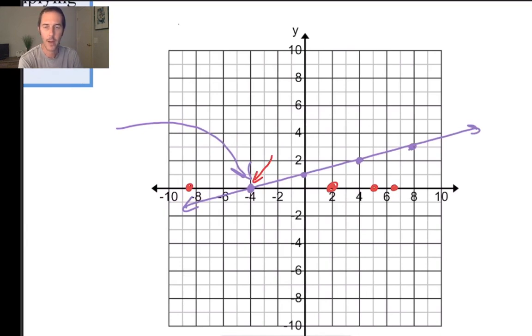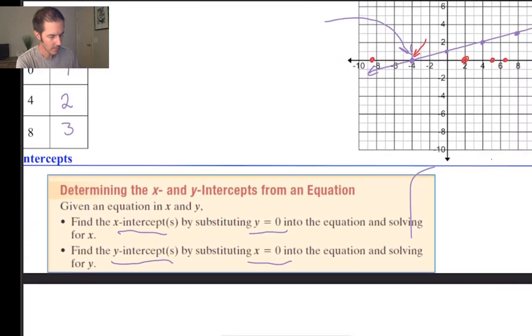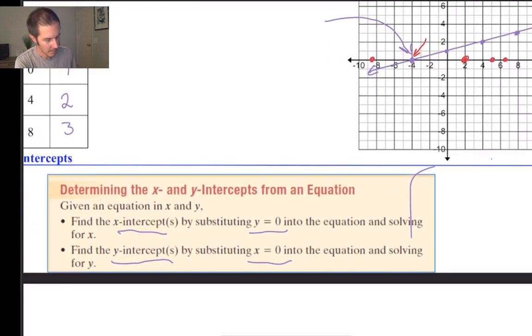They all have a y value of 0, which is why if you're trying to find an x-intercept, which will be a point on the x-axis, you know that the y-coordinate is going to be 0. That is why these instructions are telling us that in order to find an x-intercept, you should plug in a y value of 0.